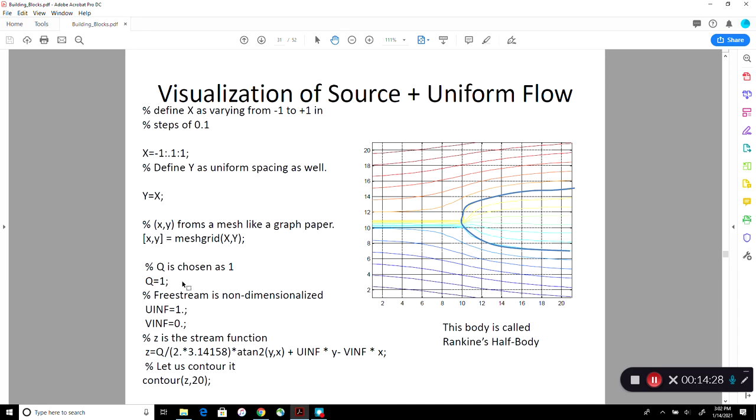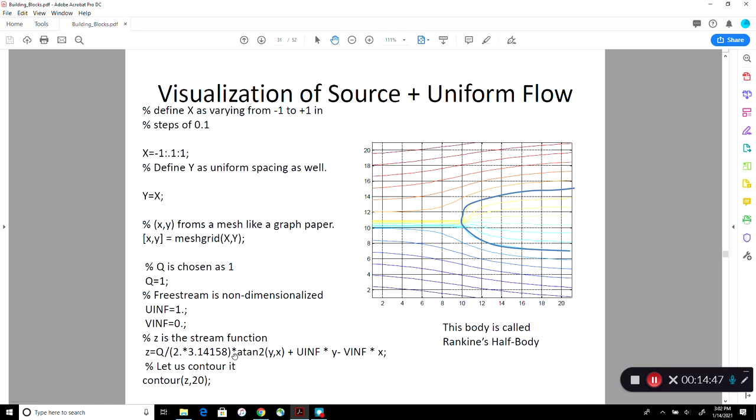Now, q is 1. We are going to assume our source strength is 1. We are going to assume the free stream is parallel to the x-axis. It has unit magnitude, and there is no vertical component of velocity.